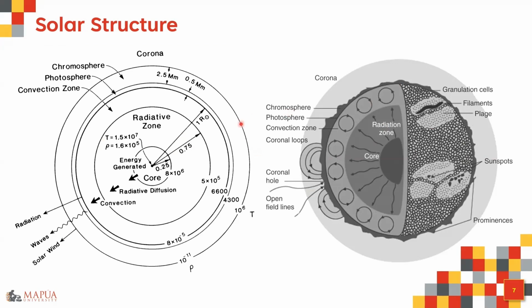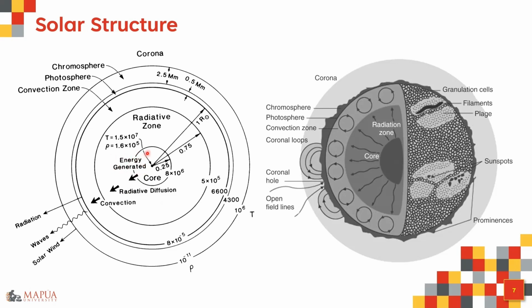In terms of relative distances, let's call R0 the radius of the sun. About 1/4 of the radius of the sun is where your core is. So that's the size of the core. About 3/4 is the radius of the radiative zone, and the rest is your convection zone. So you will notice here that the schematic goes like this.